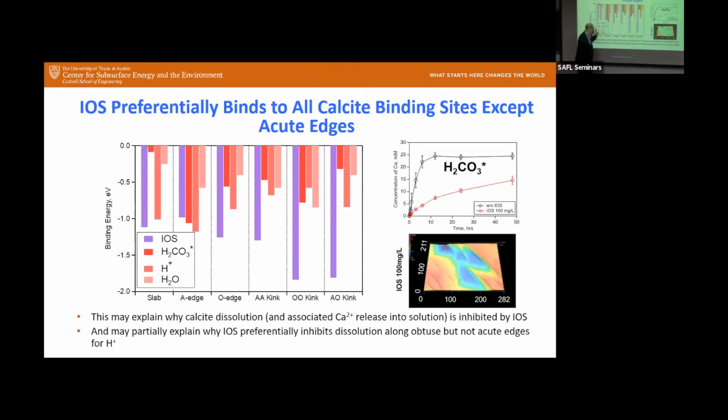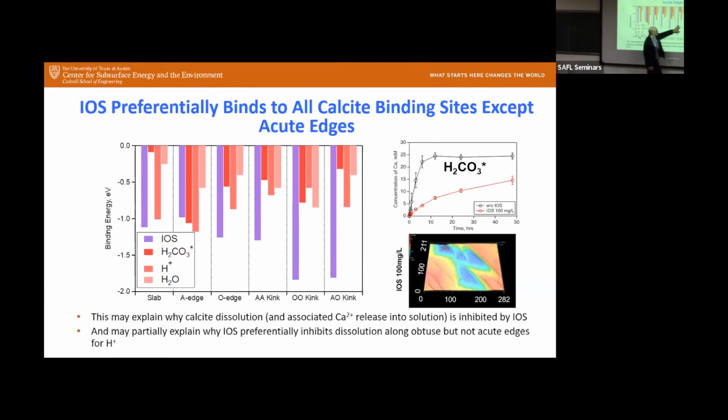And so these results would provide an interpretation why the IOS inhibited dissolution along the obtuse edge, because the absorption energy of the IOS was greater, but not along the acute edge, right? So that's kind of cool that we can relate that to DFT. It may also help to explain why calcite dissolution released in the solution is inhibited.